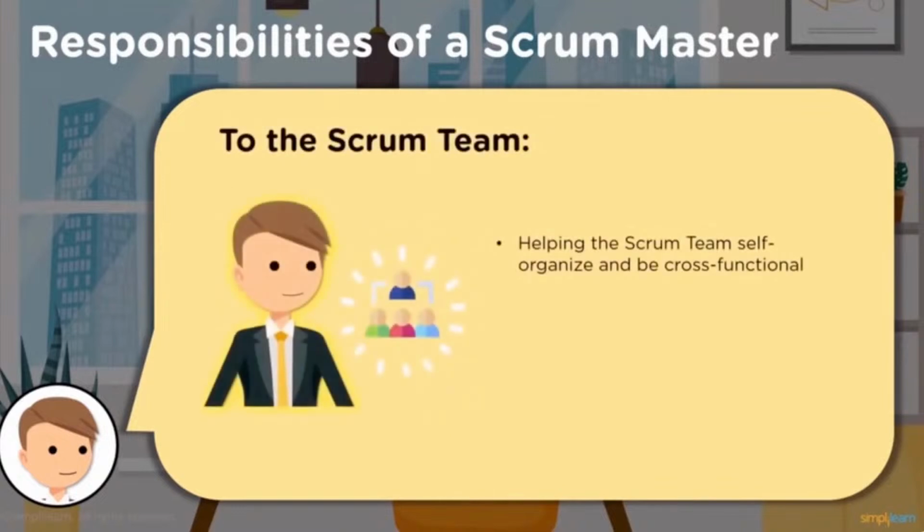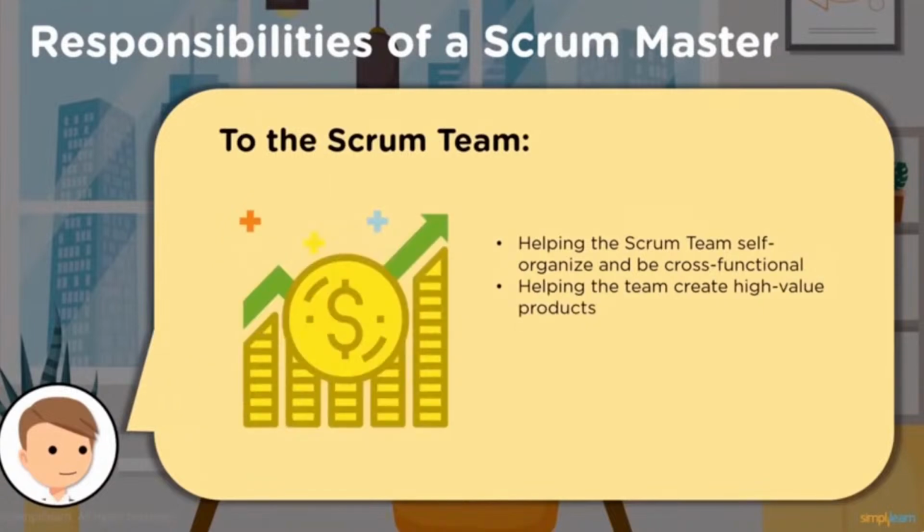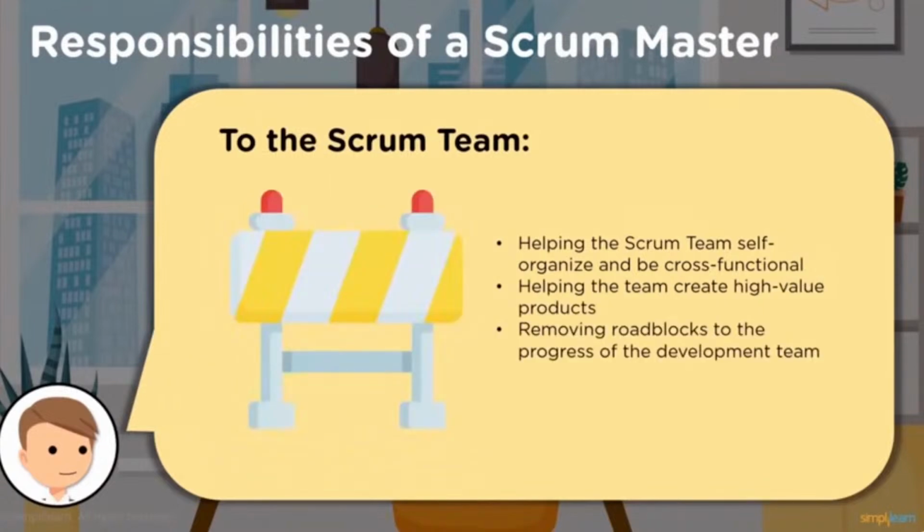Now, let's have a look at how a Scrum Master is responsible to the Scrum team. To develop the team to self-organize and to enable cross-functionality within teams, to help the team create products of high value, to remove roadblocks that the team may encounter. The Scrum Master needs to facilitate Scrum events as they are required.